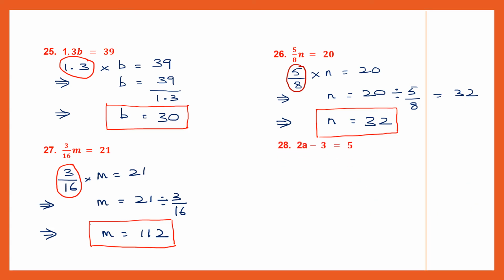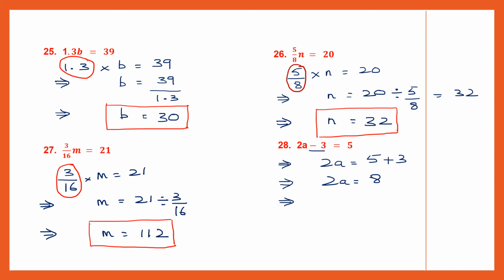Question 28. 2a minus 3 is equal to 5. So we can find the value of 2a first. So 5 will remain as it is. Minus 3, when you transpose it, becomes plus 3. Now 2a is equal to 5 plus 3 is 8.